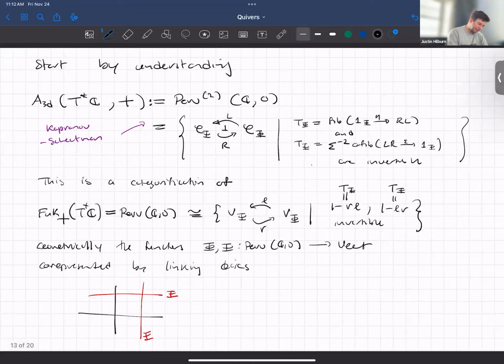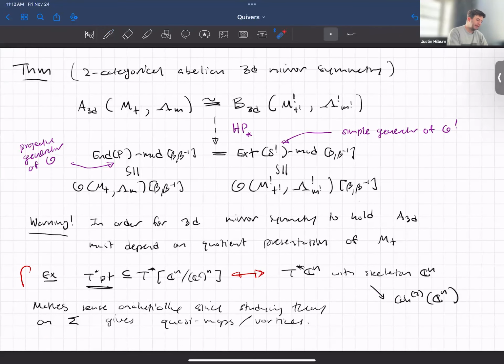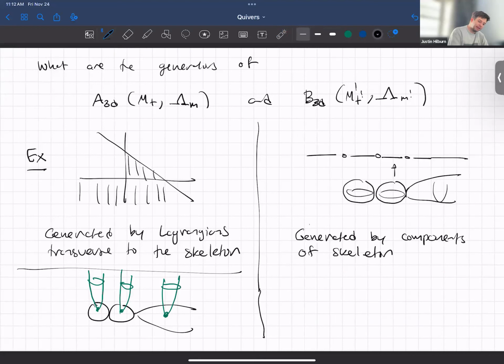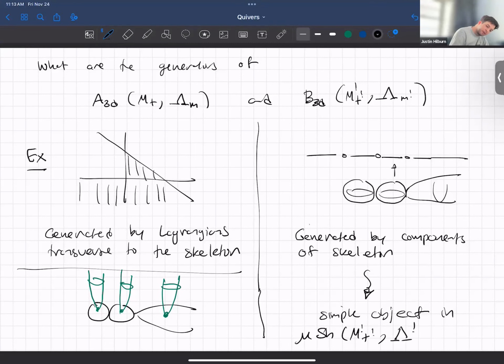All right, so I think that I should probably stop, but let me just say the final thing about this, which is that when you consider all of these things, this object here, which is generated by components of the skeleton, if you were to decategorify and just look at the category of sheaves generated by this, you would find that this is basically the simple object. And this thing turns into the projective object.